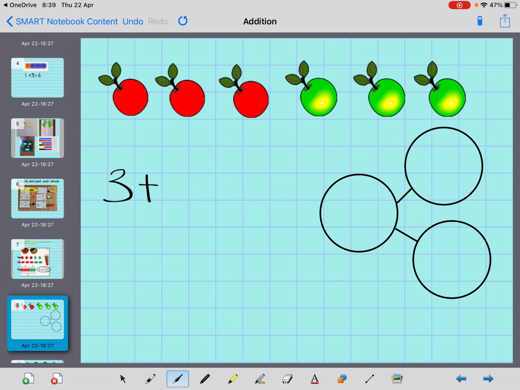Again, here you can see I've got 3 red apples and 3 green apples. So I can write my number sentence, and now I'm going to count my pictures all together. 1, 2, 3, 4, 5, 6. I can fill in my part whole as well. So 6 is my whole number, that's my answer. And my 2 parts, my 2 numbers that I add together to make 6 are 3 and 3.